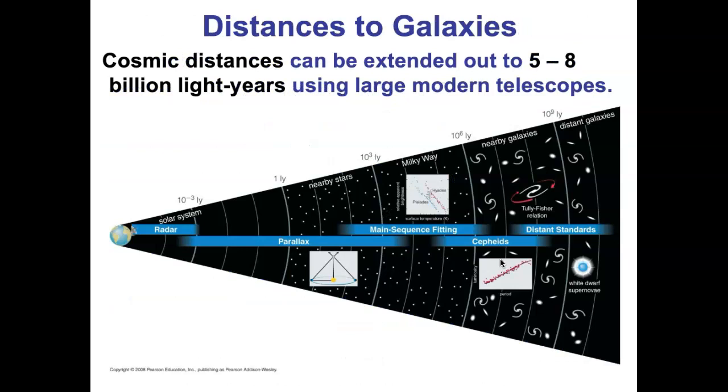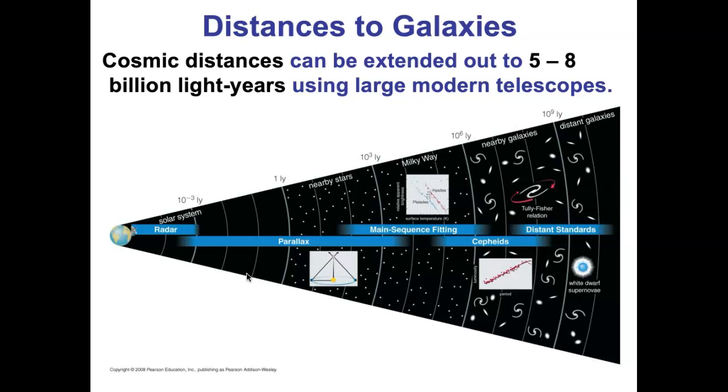You can get the distance using those white dwarf supernovae. You can get the distances to any galaxy. If you can find the white dwarf supernova, you can get the distance to that galaxy out to 5 to 8 billion light years, which is about half the distance, half the size of the universe, basically.